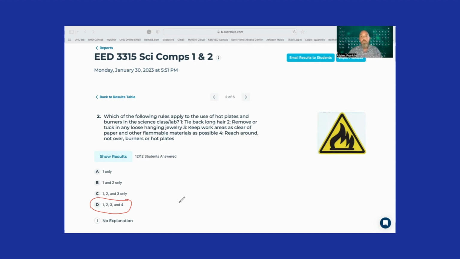And lastly, you always want to reach around, not over top of something, because if you reach over top of something, you increase the risk of, first of all, touching something and causing a burn, or knocking something over and spilling something. And so even if it's just water, you're spilling hot, maybe boiling water, and that can cause a lot of injuries and problems. So we do always want to be careful, and that's why, again, the correct answer for number 2 is going to be D, all of the above.